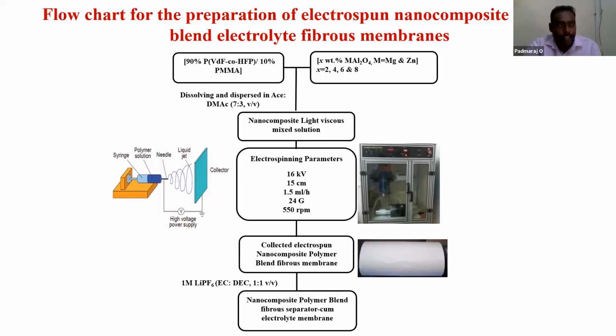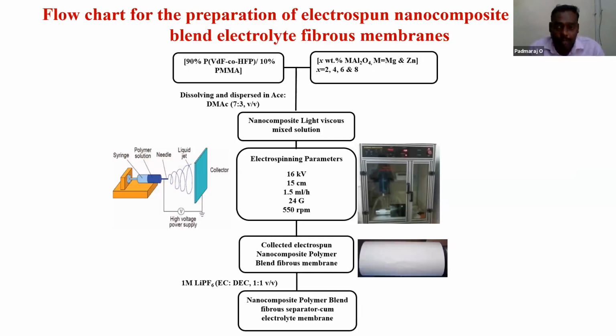Recently, people have been using this technique to develop fibrous membranes for different applications. Not only for energy conversion and storage devices, but even for medical applications. Even for making cloth, we use the electrospinning technique. So this is effective and now it is a novel technique. By using this technique, I have developed the nano composite polymer fibrous membrane.